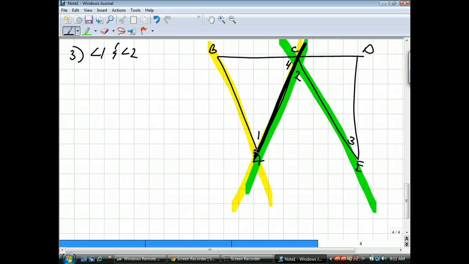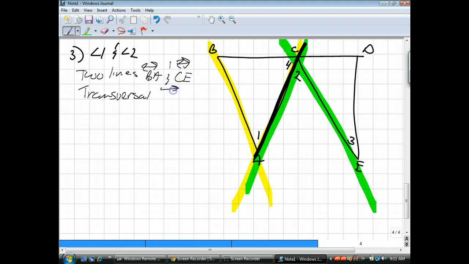That would be the transversal. And the other two lines that make up the angles would be the two lines that are intersected by the transversal. So the two lines in this case would be line BA and line CE, and the transversal would be line CA. Okay? All right, let me go backwards here because I want to get rid of the lines. So hopefully you've already got that copied down.